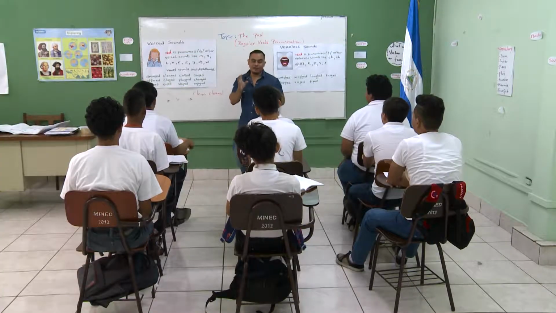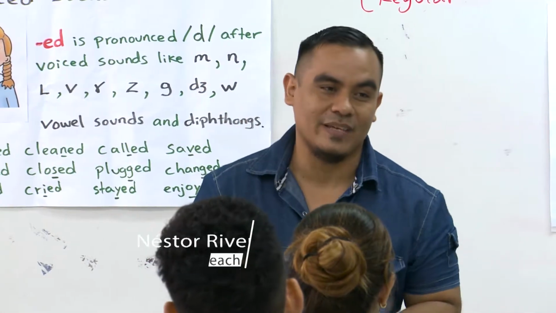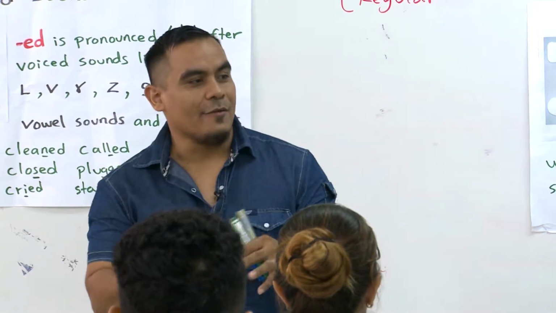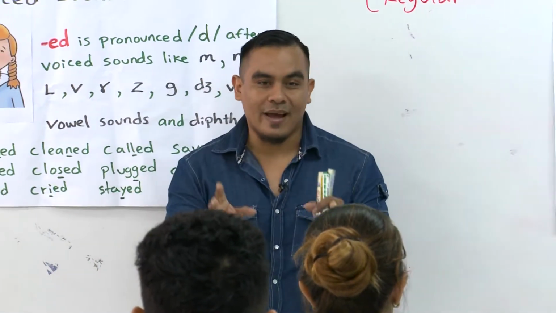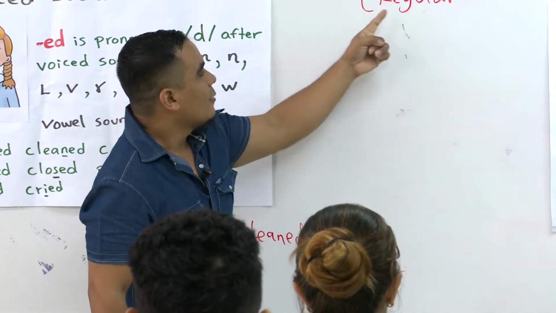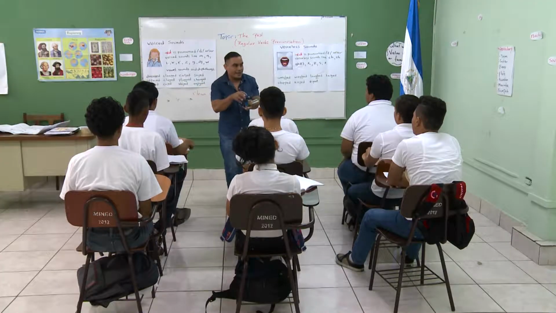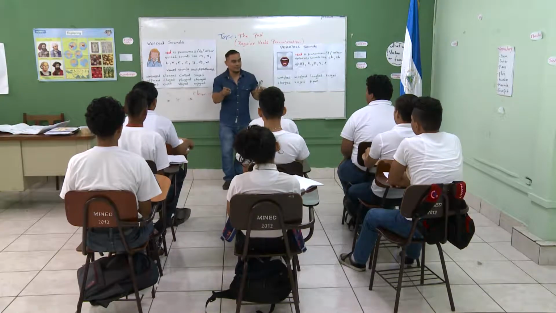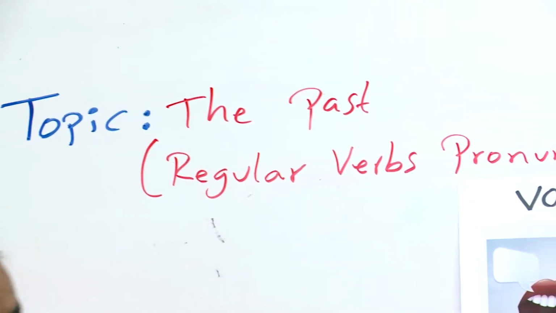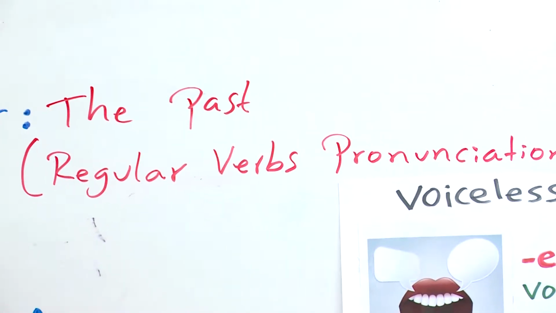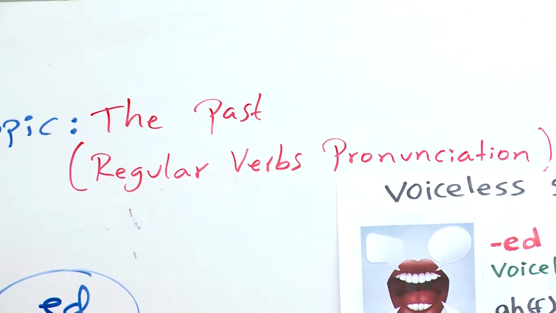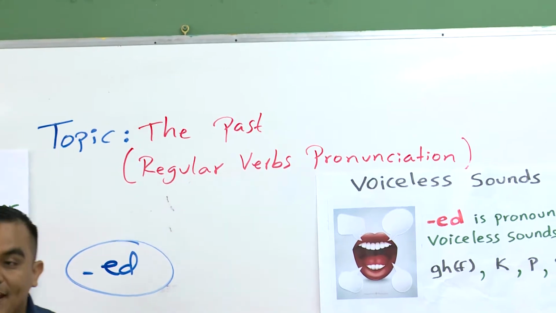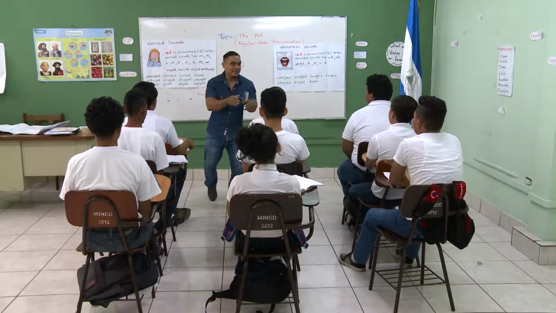Excellent. Welcome back. Today's class is going to be a little bit difficult, but interesting. Why? Because we're going to talk about the simple past tense, but we are going to lay crucial emphasis on the pronunciation of regular verbs. Regular verbs in English are the ones that end in ed. The majority of verbs in English are regular. And when I say regular, it means that they end in ed.